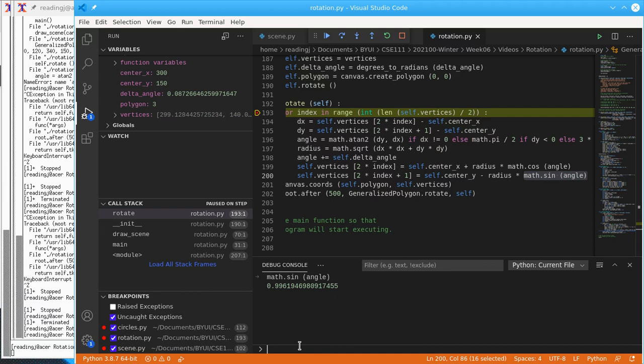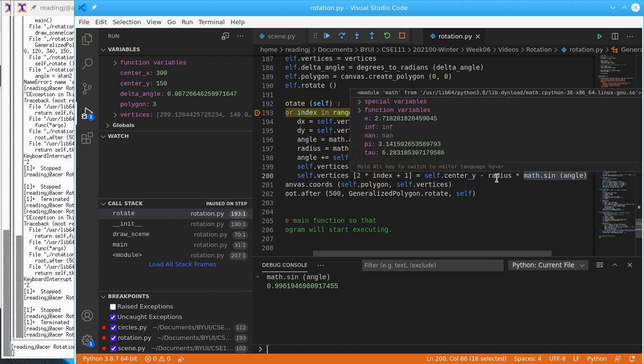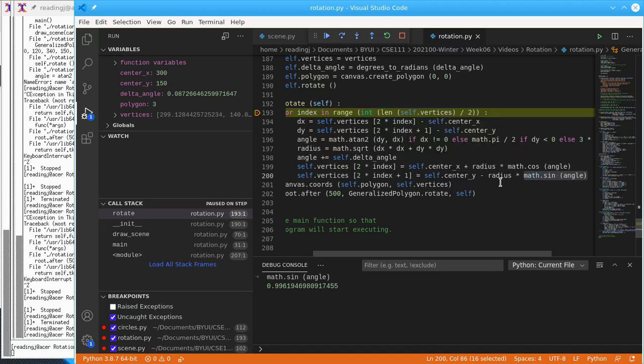Yeah. Center y minus radius times that. Okay, so radius is 10. That's a little less than 1. So let's see what that is.